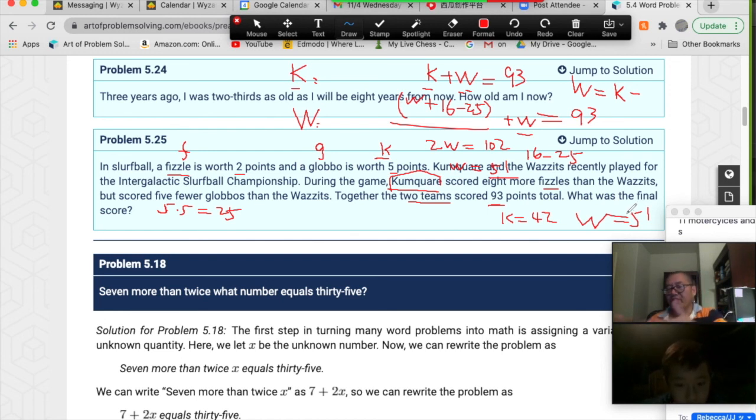So this problem is a little bit harder, but still you can manage it, right? You suppose the second team's score is W. Then you use W to represent the first team's score. That will be W plus 16 minus 25. This sum equals 93. Then you solve this one, you get W equals 51. Then K will equal 42.